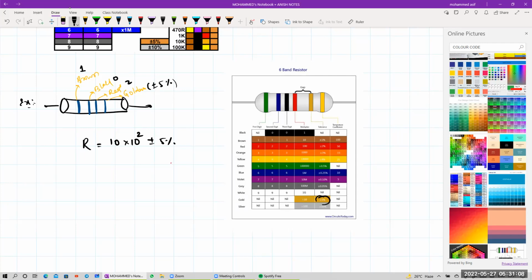Okay? Yes, sir. I'm writing roughly, look. First is the color, the next one is the number, the third one will be the multiplier, and the next one is the tolerance.